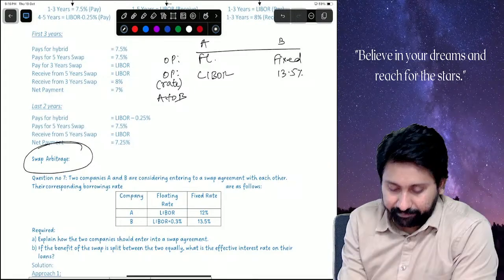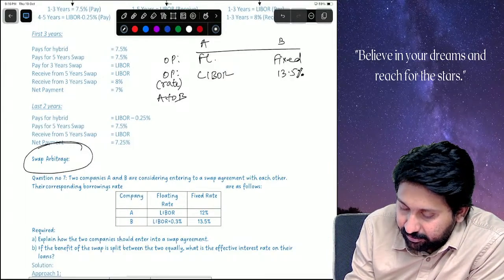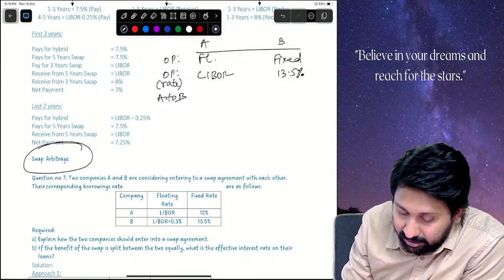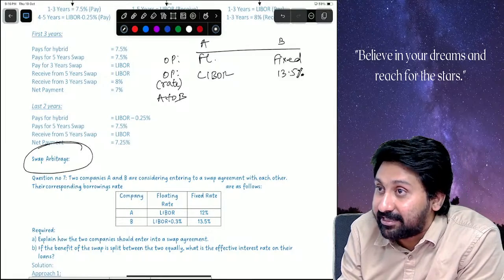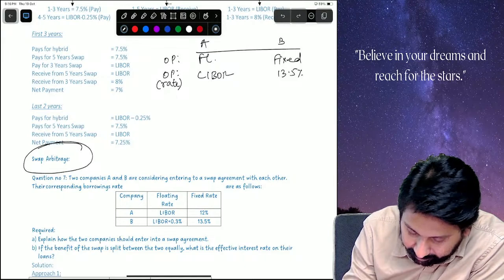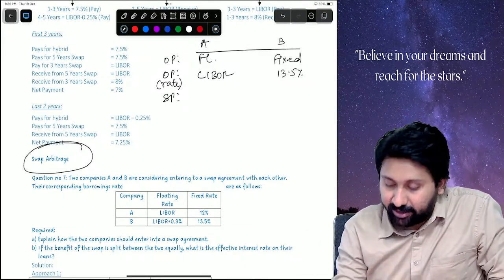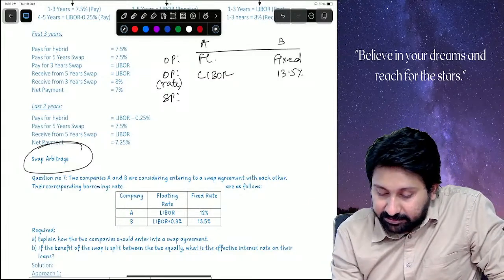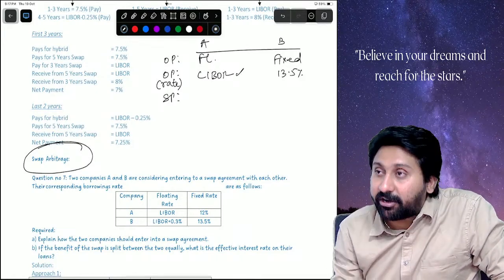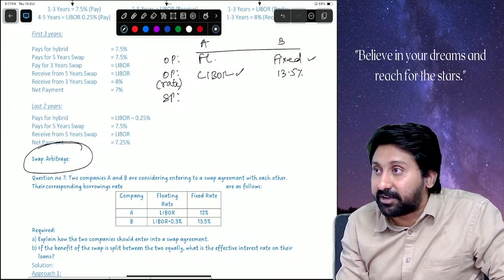First tell me, B is borrowing at how much rate? 13.5. Okay. A is borrowing at how much rate? LIBOR rate. These are originals. Okay, I will write this way. Swap positions, you tell. Which position? Swap positions. Okay. One second. In the swap position, B will borrow at, I will borrow at what rate? LIBOR. You will borrow at what rate? Fixed.